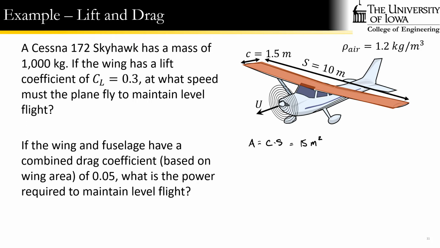Once we figure out how fast the plane has to be flying, we're going to say that the wing and the fuselage together have a combined drag coefficient, still based on the wing planform area, of 0.05. When we know that, can we find the actual power required to keep the plane aloft? The order of operations is, we know we have to generate so much lift in order to stay flying. We use that to figure out how fast we're going. We use that speed and the drag coefficient to figure out what the drag is, and then use the speed and the drag to figure out the power of the engine.